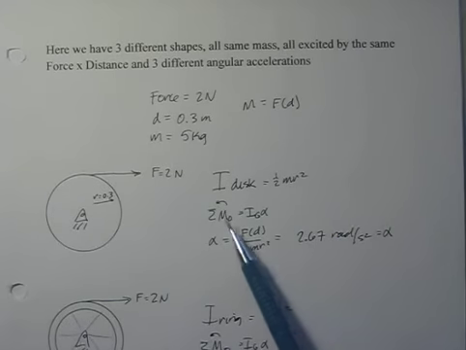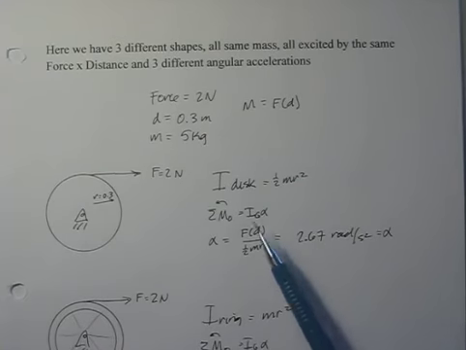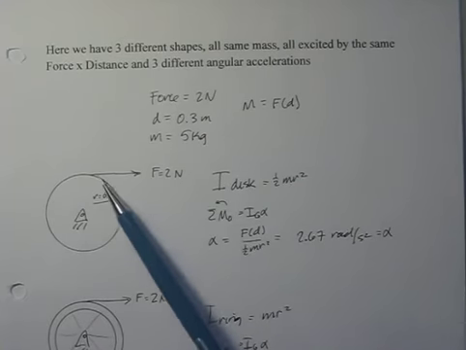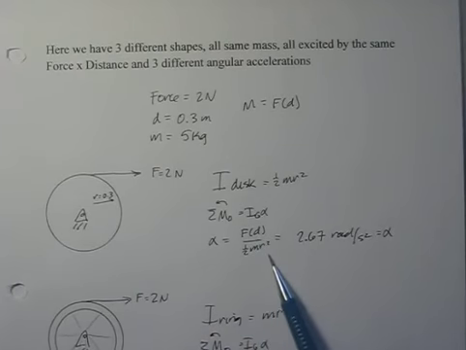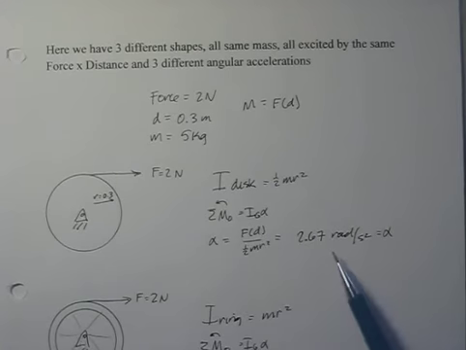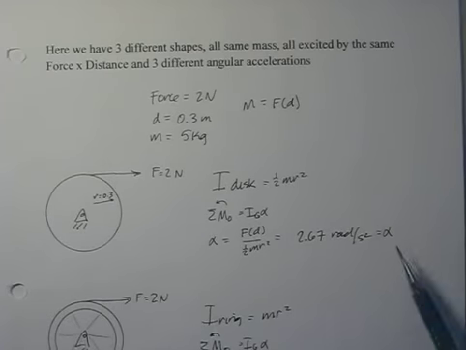Then look at our moments. The sum of the moments about our center of gravity is equal to Ig alpha. The moment is going to be the force times the distance, Fd. So I can find that alpha is equal to F times d over 1/2 mr squared. And plugging in those numbers, I get 2.67 radians per second squared for my alpha.